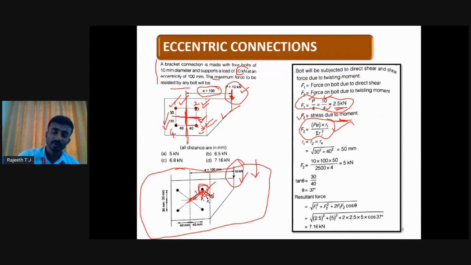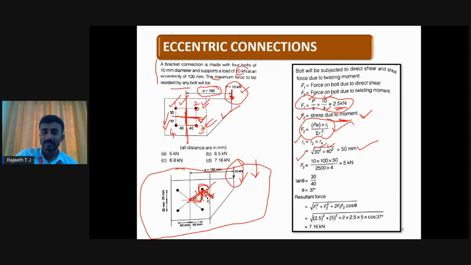So this is F2. F2 will act perpendicular to the radial line. F2 is the force induced in the bolts due to the moment. So we need to calculate it as P R1 by sigma R square. In this case, if you take any bolt, the R1 value will be the same. R1, R2, R3, R4 all the same. If you go for this triangle, what is R1? If you apply the Pythagoras theorem, opposite square plus adjacent square, the opposite here is 30 and the adjacent is 40. Then your R value will be 50 mm.